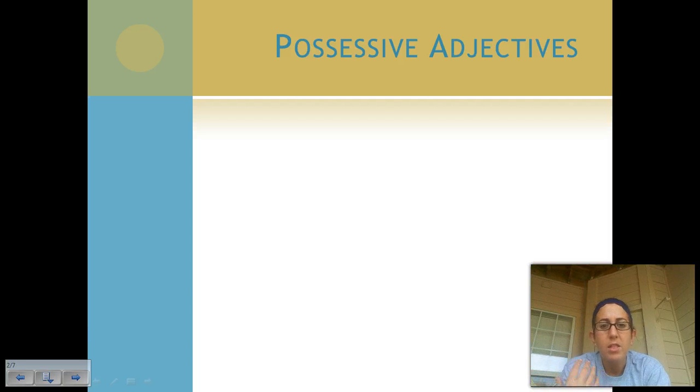There's another way that we can show possession by using possessive adjectives. Now think about possessive adjectives. We have them in English as well. Can you identify what they are? Well, let's see how you did. First of all, remember in Spanish, things must agree in gender and number. So let's start with number.